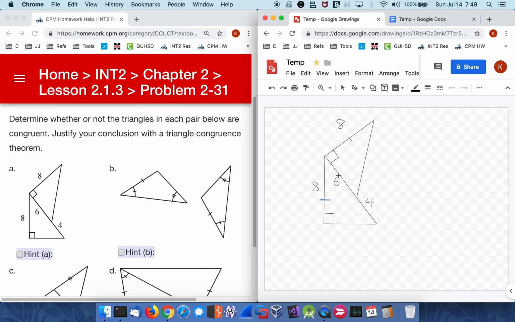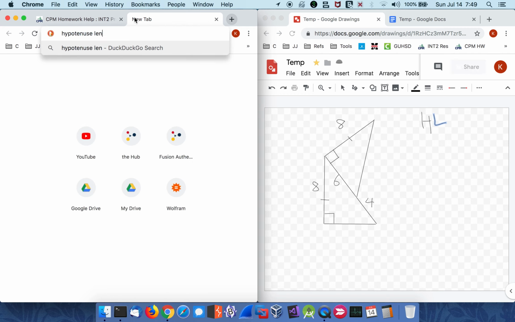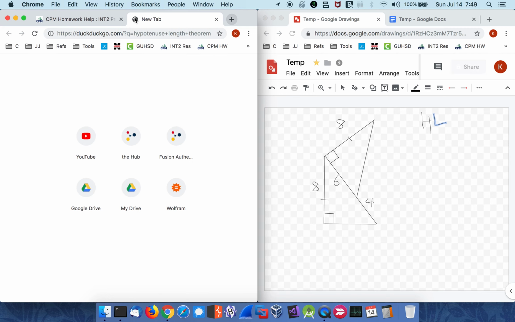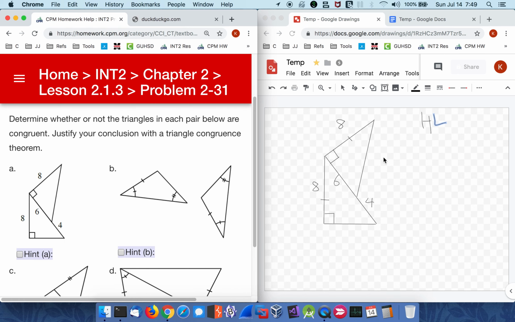So we know that if there's a 90-degree angle, so it's a right triangle, what's the one that we could use? We could use, what is it, hypotenuse length, right? But that means that we need to know the length of the hypotenuse, and I think one of the sides, right? Isn't that how that works? So let's look up hypotenuse length theorem. Oh, man. And they got rid of my internet. Okay, well that stinks. So let's see if I can complete this without internet.